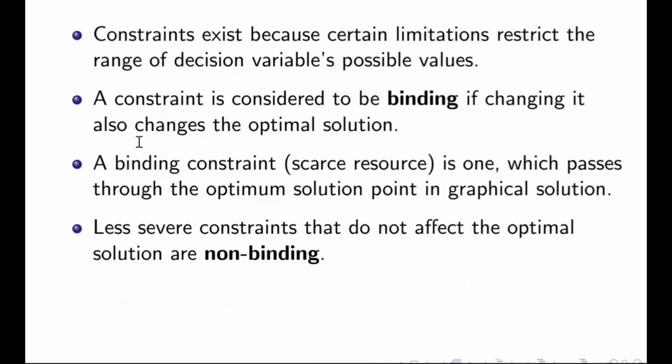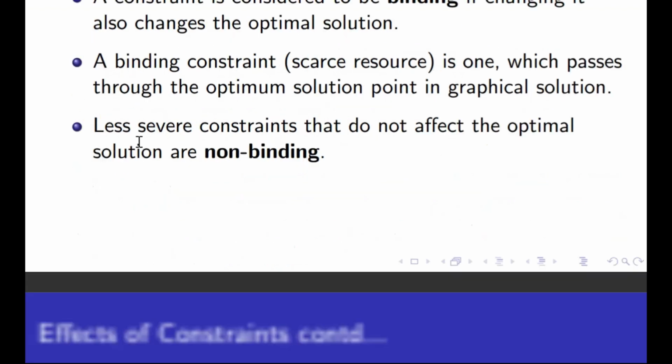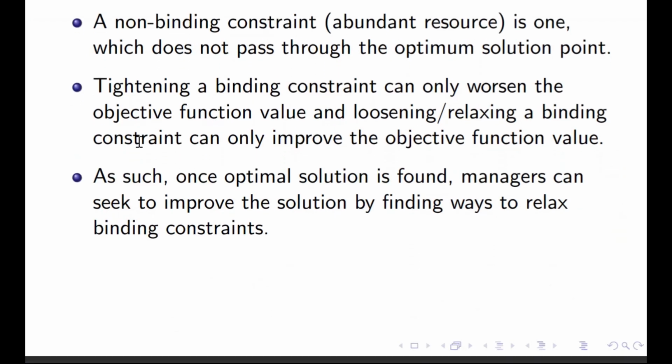Constraints exist because certain limitations restrict the range of decision variables' possible values. A constraint is considered to be binding if changing it also changes the optimal solution. A binding constraint is one which passes through the optimum solution point in graphical solutions. Less severe constraints that do not affect the optimal solution are non-binding. A non-binding constraint is one which does not pass through the optimum solution point.